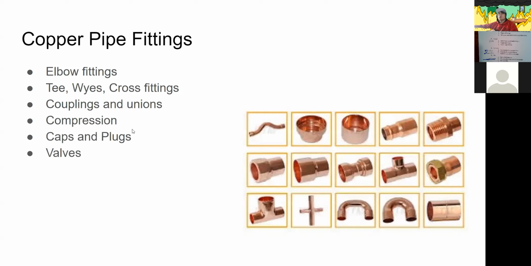And then we have caps and plugs, and the difference between caps and plugs is that caps go on the outside of a copper pipe, blocking it off and forming a dead end, and plugs go on the inside of the copper pipe, which form a dead end. So they both form a dead end, it's just how they do it. And valves are where there's a switch that you can use to turn on and off the water flow or whatever flow is in the copper pipe.